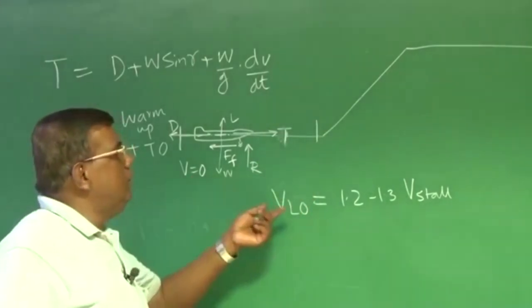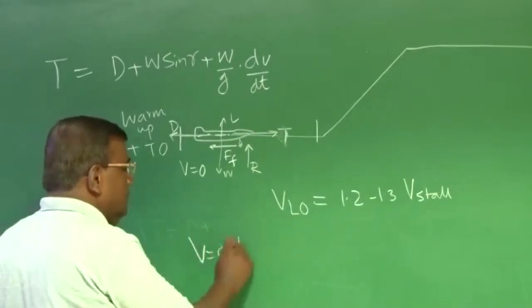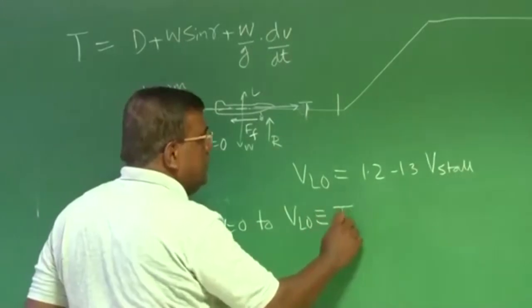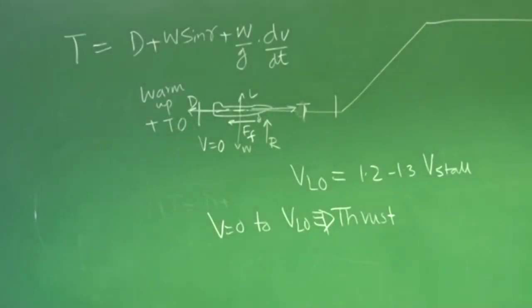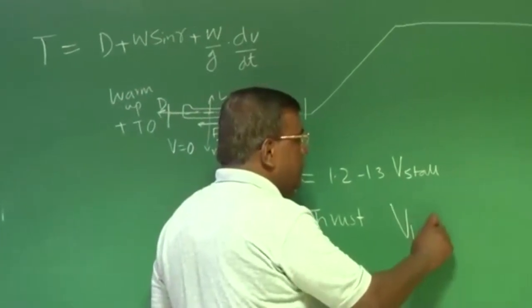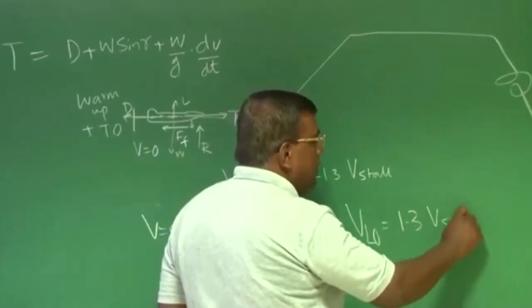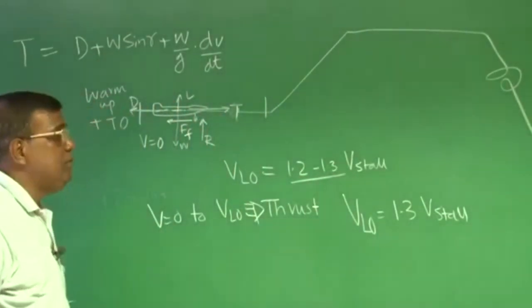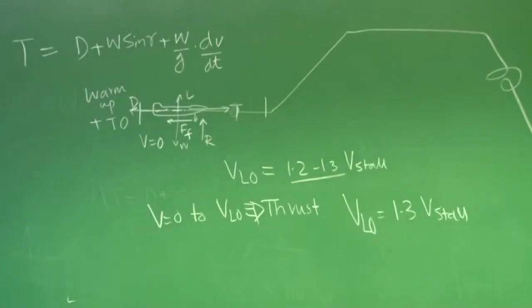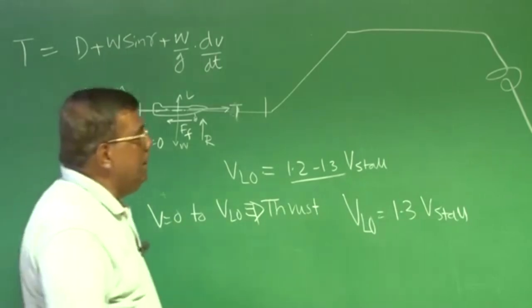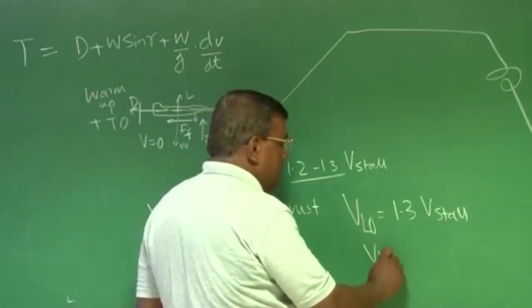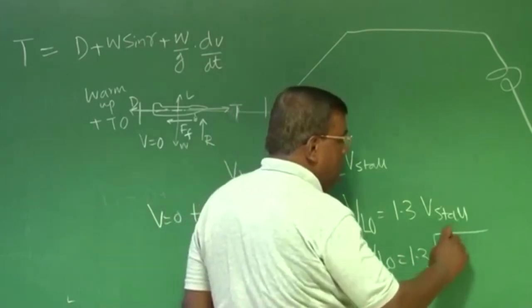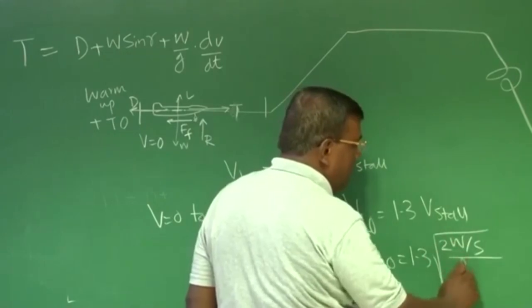That means from V equal to zero to V equal to liftoff, this responsibility comes from thrust primarily. This is thrust's job. So it has to accelerate the airplane from V equal to zero to a speed V equal to liftoff. Now, if I write V liftoff is equal to 1.3 times V stall, you'll find between 1.2 and 1.3 times V stall is V liftoff based on different aviation regulations. So it doesn't matter for our understanding whether it's 1.3 or 1.2. The main point is V liftoff is 1.3 times V stall, that means 1.3 times under root 2 W by S by rho CL max.